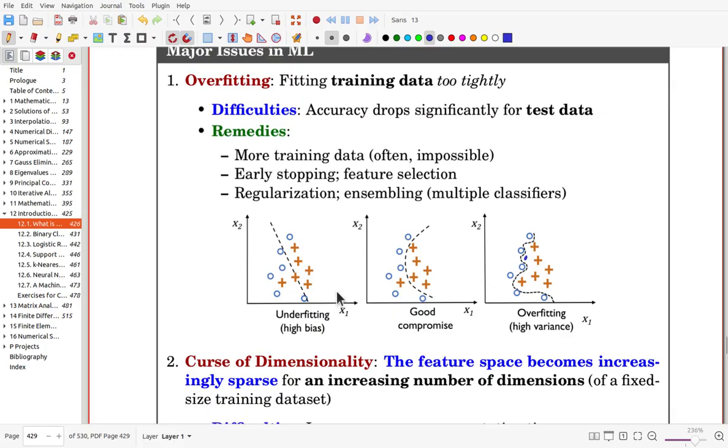Now, by the way, if you make the model too simple, then it's underfitting. For a given data set, this is an underfitting, and this is a good compromise. It's the right choice. Rather than this overfitting, you may get that one. Now this is underfitting.